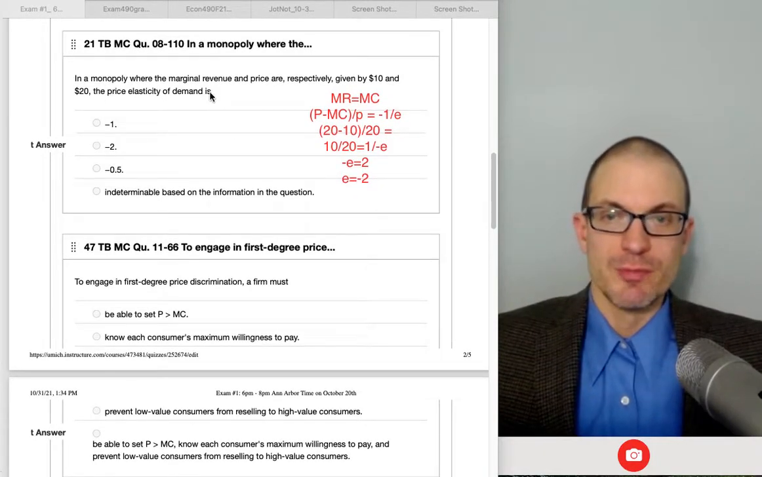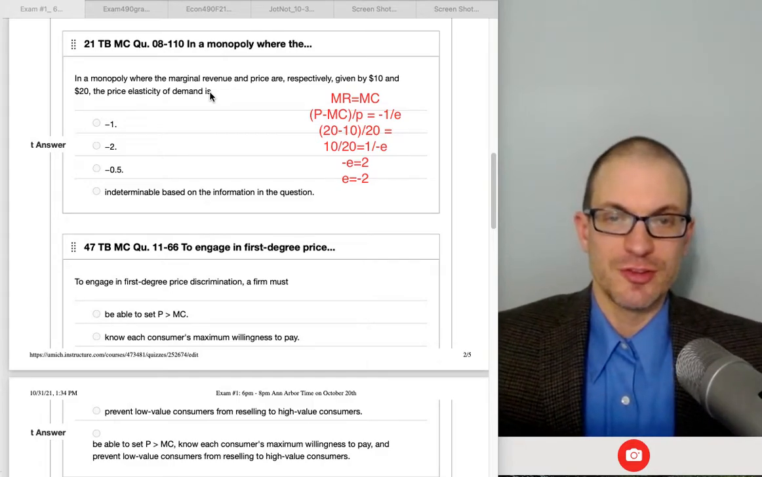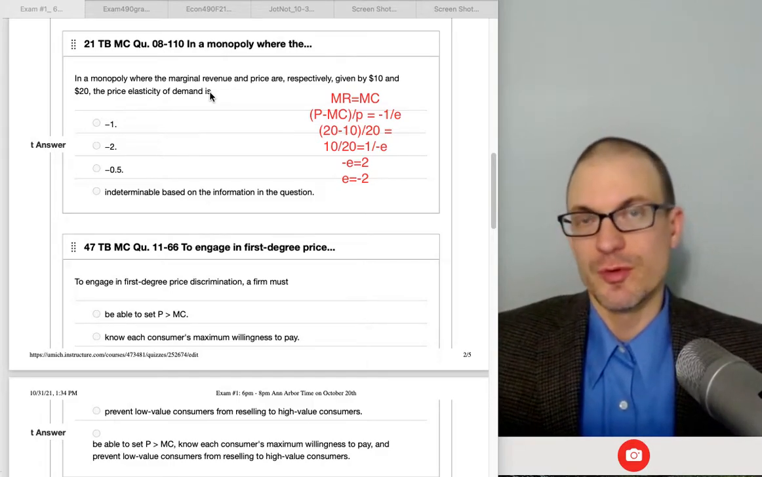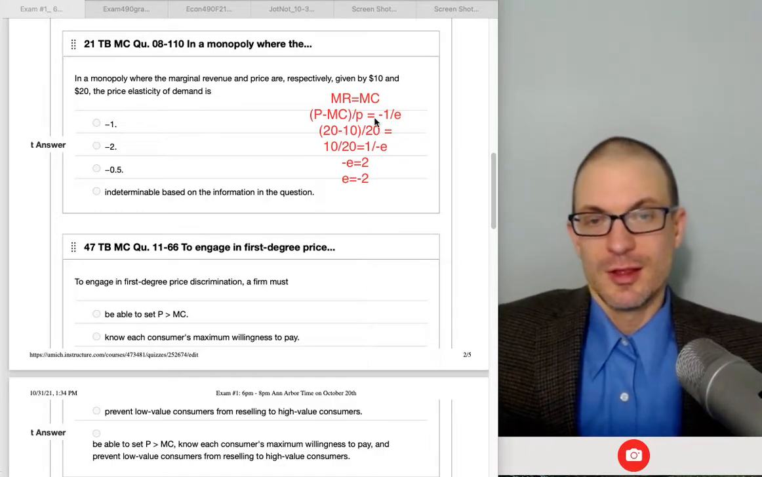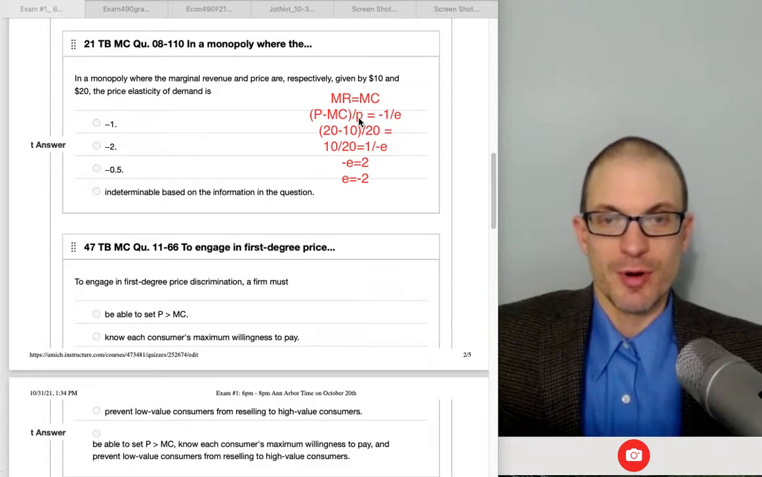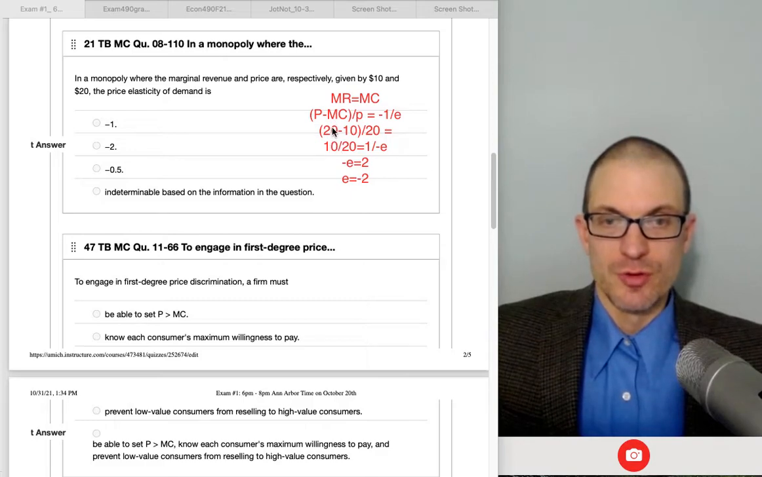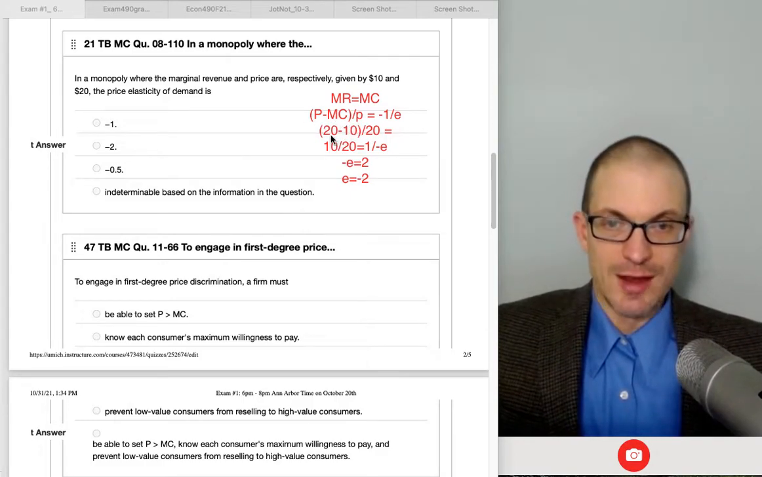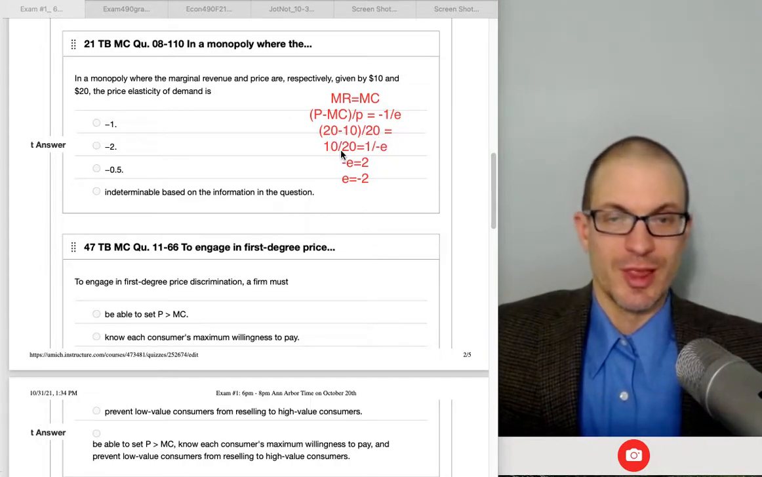In a monopoly where the marginal revenue and price are given by $10 and $20, the price elasticity of demand is... We start with our assumption that they're going to produce where marginal revenue equals marginal cost. Then we have our percentage markup formula: price minus marginal cost divided by price equals 1 over price elasticity of demand. The price was 20, so the marginal cost is therefore 10. 20 minus 10 is 10, divided by 20, the price, is 1/2.